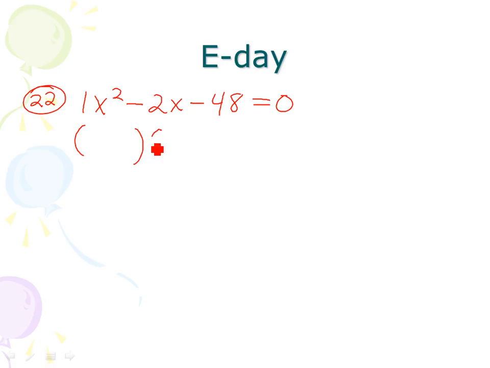So I'm going to draw my parentheses. Factors of x squared: x and x. I want to find the factors of negative 48. I understand that a lot of you can probably do this in your head, but if you're getting confused, then you need to draw that little T-chart so that you can do stuff with it.